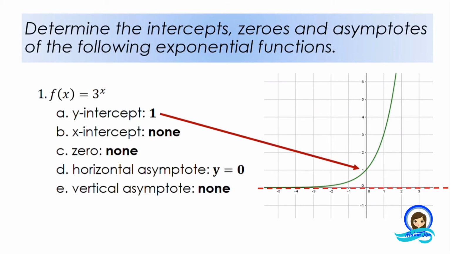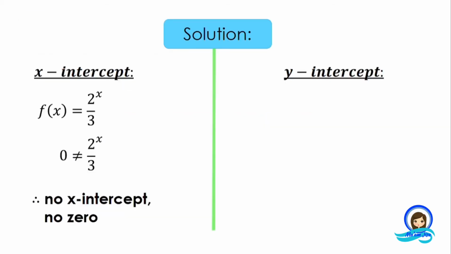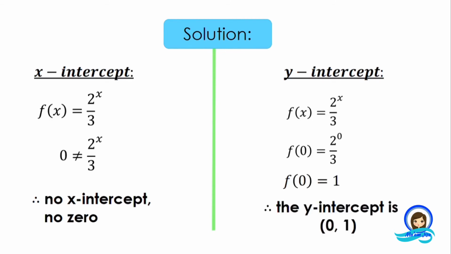Let me give you another example. f(x) = (2/3)^x. The same process for the x-intercept. Again, there is none. There is also no zero since we cannot find any value that can make the function 0. For its y-intercept, the same process that we had a while ago. Replace all the x's with 0, and (2/3)^0 is 1. Therefore, its y-intercept is also 1.